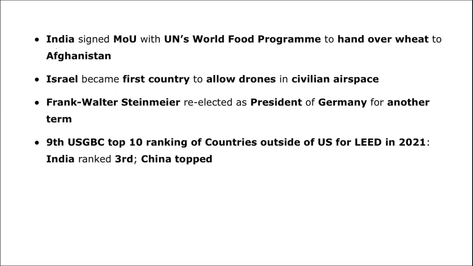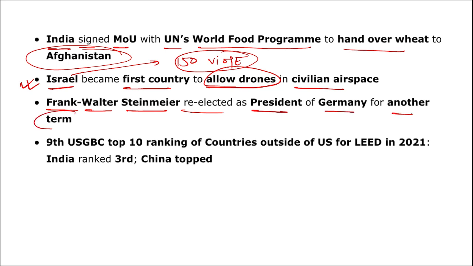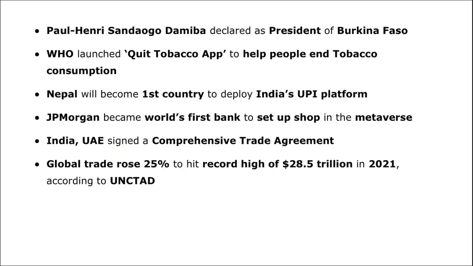Next, coming back to one-liners again, India has signed an MOU with the United Nations World Food Programme to hand over wheat to Afghanistan. Israel became the first country that will be allowing drones in the civilian airspace. And remember, Israel is the only country that will be making 150 villages of excellence in India. Next, Frank Walter Steinmeier has been re-elected as the president of Germany for another term. Ninth USGBC top 10 ranking of the countries outside US for LEED in 2021. In this, the rank of India was third and China topped it.